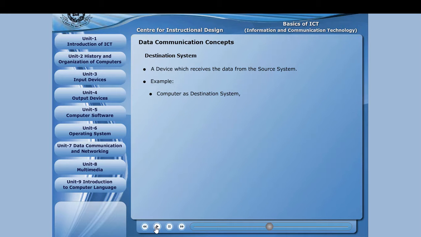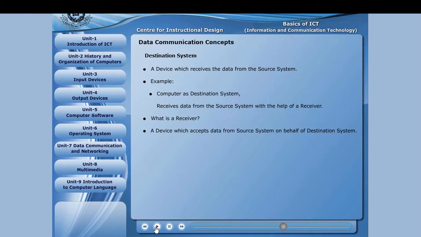The destination system receives data from the source system with the help of a receiver. You must be wondering, what is a receiver? A receiver is a device which accepts data from source system on behalf of a destination system. It is situated within a destination system. For example, a modem is a receiver which accepts a stream of data from a source system.